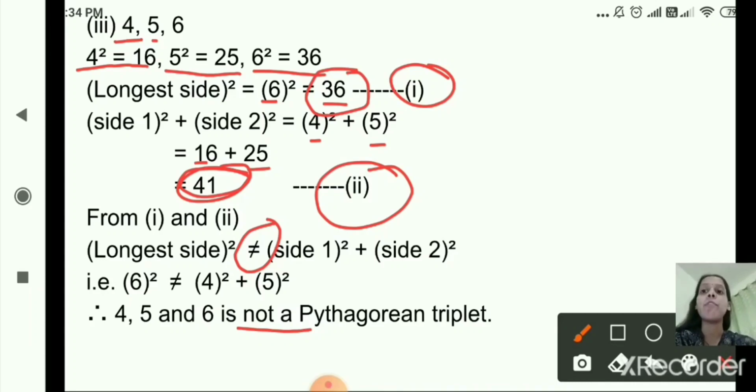Okay, if from 1 and 2 both the statements are the same, are equal, then only it is a Pythagorean triplet. Now from 1 and 2, what did we get? Longest side square is not equal to side 1 square plus side 2 square. That is, 6 square is not equal to 4 square plus 5 square. Therefore 4, 5 and 6 is not a Pythagorean triplet. Okay, hope we are clear with this sum. So we have completed the first sum and third sum. Now we'll move to the next sum.